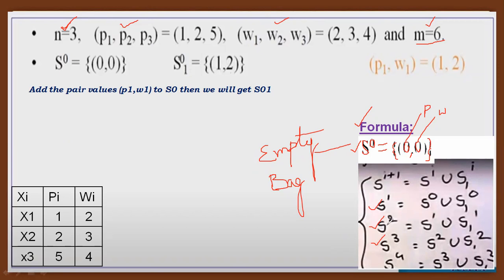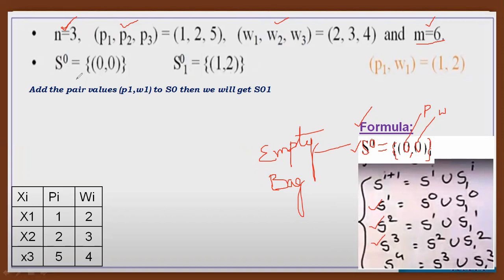Next, S power 2 is S power 1 union S power 1 base 1. S power 3 formula is S power 2 union S power 2 base 1. And you can stop the formula. So friends, you should remember the four formulas: S power 0, S power 1, S power 2, S power 3. These formulas you should remember. Otherwise, it is very difficult to solve the problem.